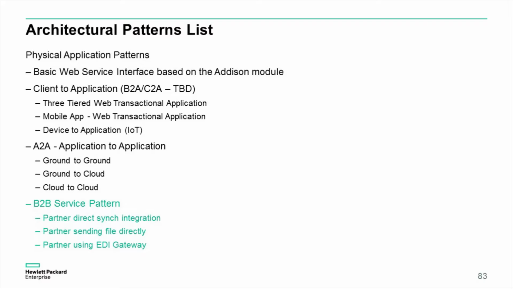Here we will find the partner direct sync pattern, for example, where a partner's call center system is linked directly through a gateway into HPE's support center system in order to log support calls in real time. An example of this is how H3C in China logs calls for response by HPE.